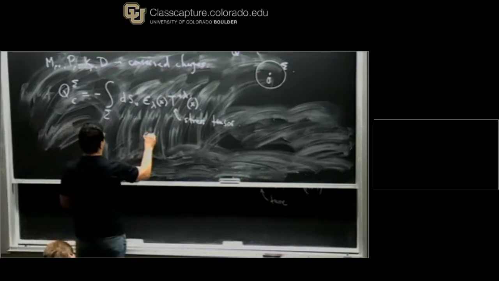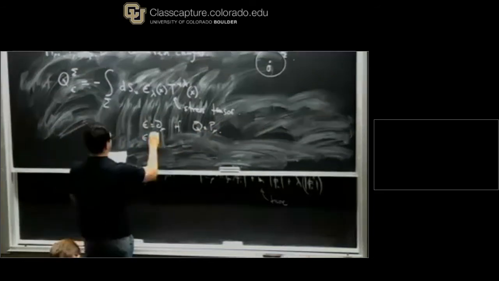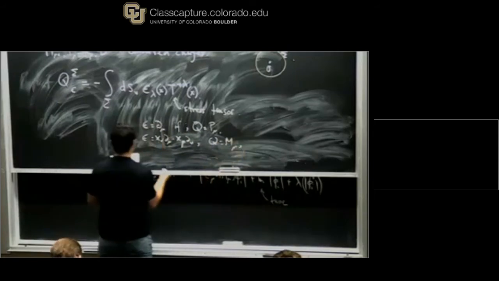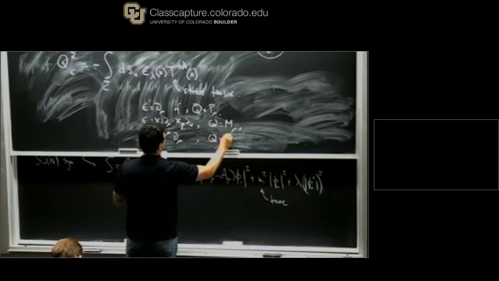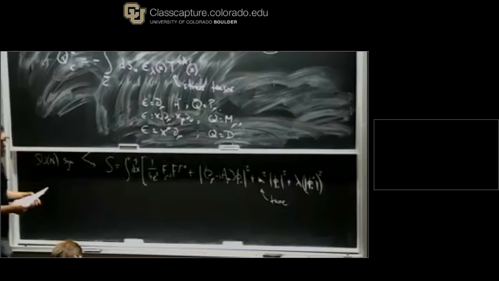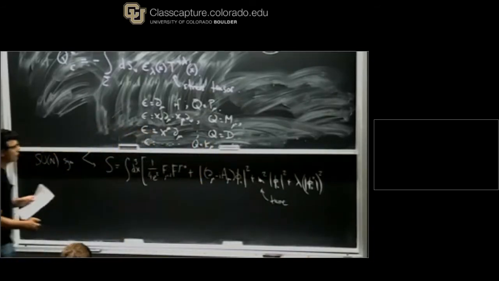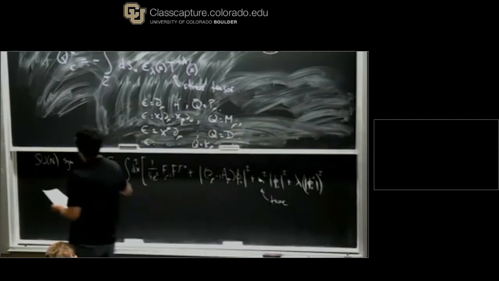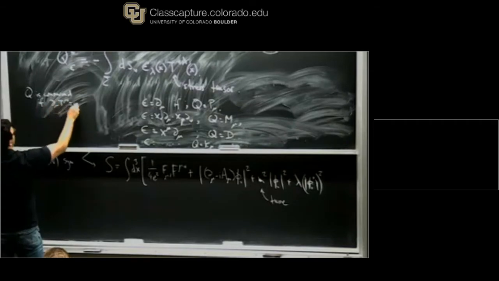In particular, epsilon is d mu if the charge that I'm talking about is P mu. Epsilon is x nu d mu minus x mu d nu if Q is M mu nu. Epsilon is x mu d mu if Q is the dilatation operator. And there's a similar expression for the special conformal generators, for Q is K mu. You can check that these charges are conserved, provided that the stress tensor is conserved for the first two. So Q is conserved if d mu T mu nu is zero for these.